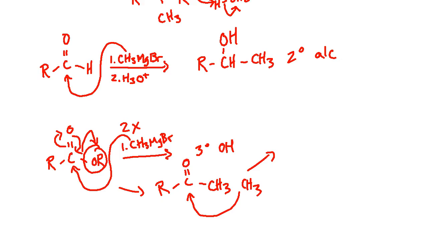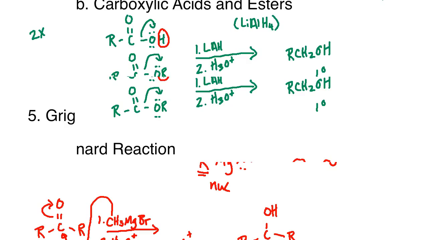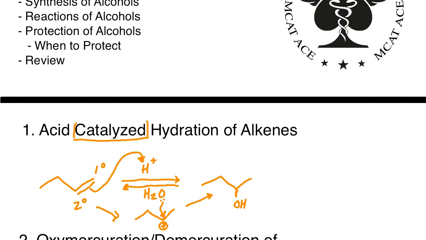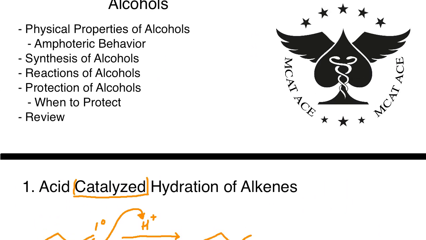So that is how Grignards can provide alcohols to add to our toolbox as far as alcohol synthesis, and that really covers the bulk of the ways that you would have come across. So now that we are set with how to create alcohols, the next thing we're going to take a look at is the reactions of alcohols. So if we have an alcohol, what type of reactions can we undergo?